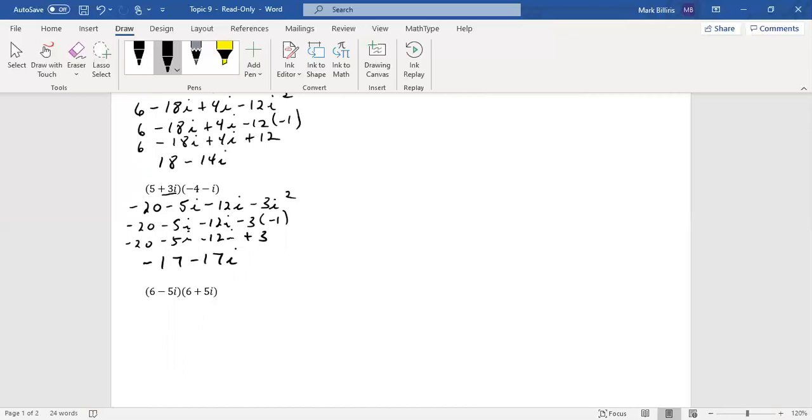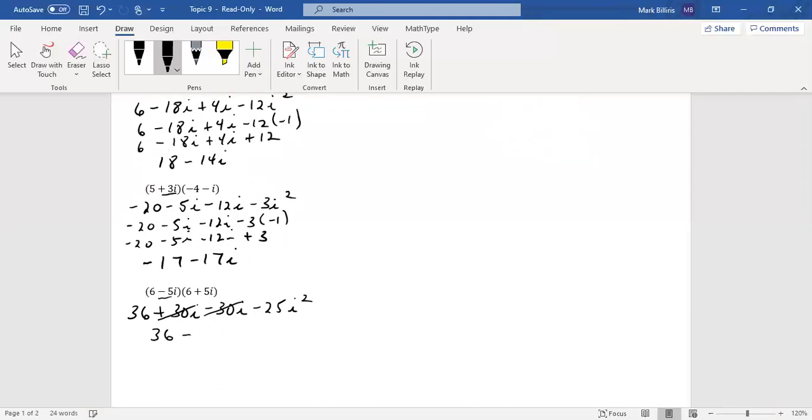So doing it the long way just means that we're going to use the distributive property. So I'm going to multiply 6 times both of the terms. So 6 times 6 is 36. 6 times 5i is 30i. Next, I'm going to distribute the negative 5i times both. So negative 5i times 6 is negative 30i. And negative 5i times 5i is negative 25i squared. So keep in mind, anytime we multiply a factor times its conjugate, our middle term was eliminated.